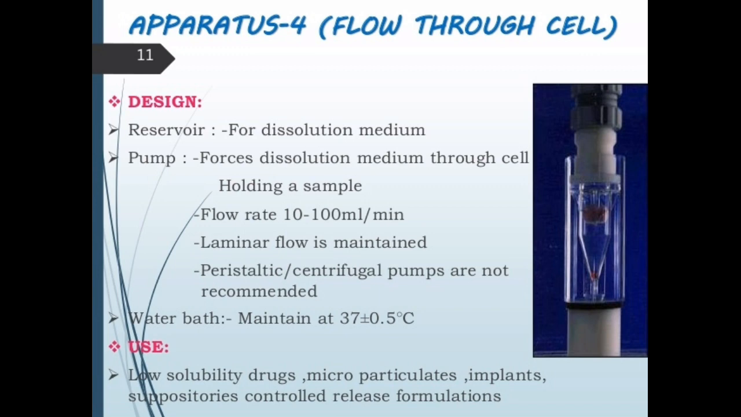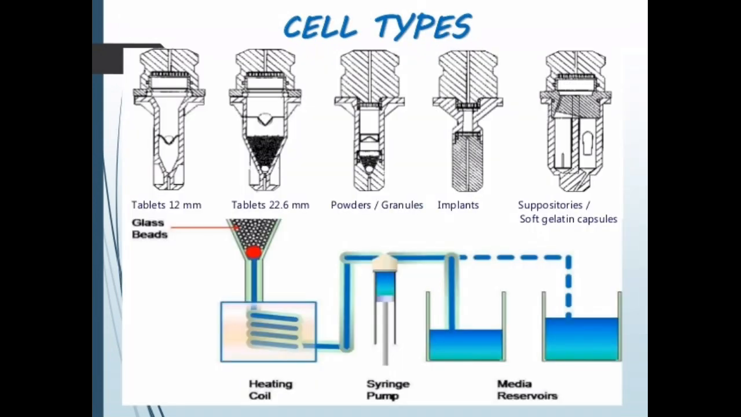And we have type 4 dissolution apparatus, also called the flow through cell apparatus. Basically it consists of a reservoir for the dissolution medium and a pump that forces the dissolution medium through the cell holding the test samples. Peristaltic and centrifugal pumps are not recommended. Flow rate is maintained at 10 to 100 ml per minute. Laminar flow is maintained. The water bath is maintained at 37 plus or minus 0.5 degrees centigrade. Poorly soluble drugs, powders, granules, microparticles, and implants are commonly evaluated using this type.